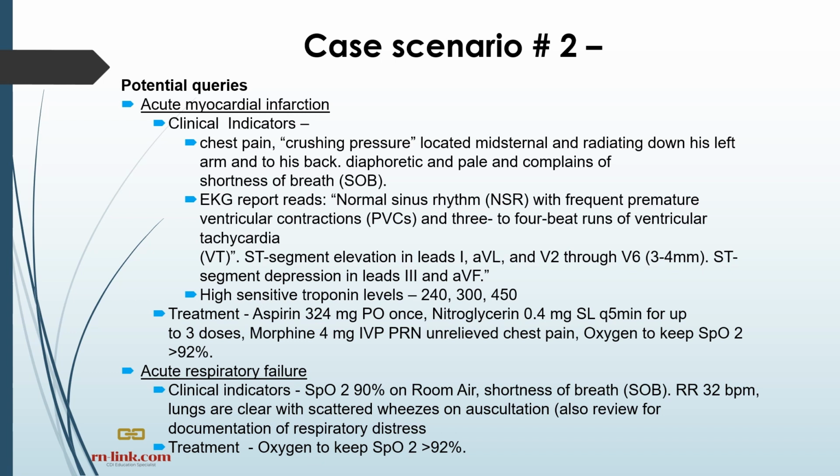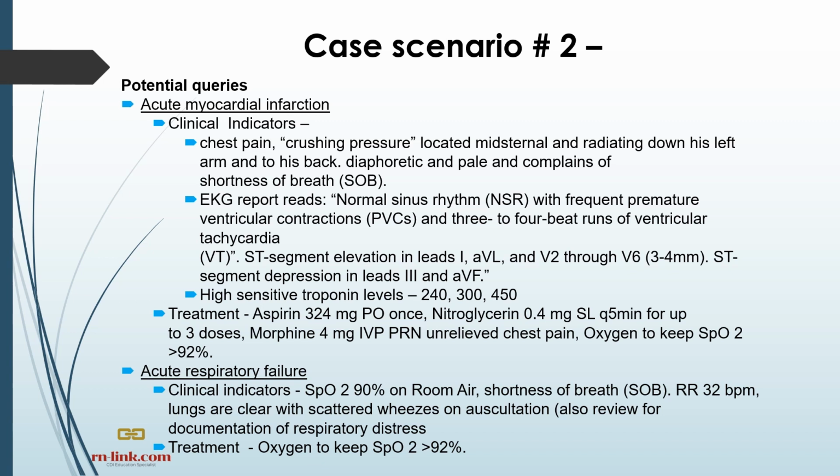EKG report reads, normal sinus rhythm with frequent premature ventricular contractions, and 3 to 4 beat runs of ventricular tachycardia. ST segment elevation in leads 1, AVL, and V2 through V6, 3 to 4 mm. ST segment depression in leads 3 and AVF. High sensitive troponin levels, 240, 300, 450.